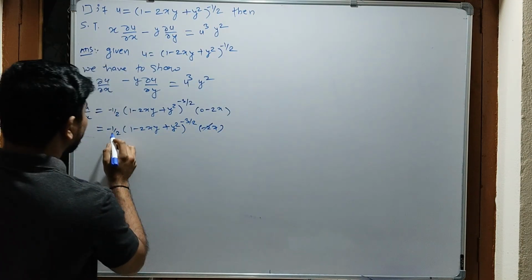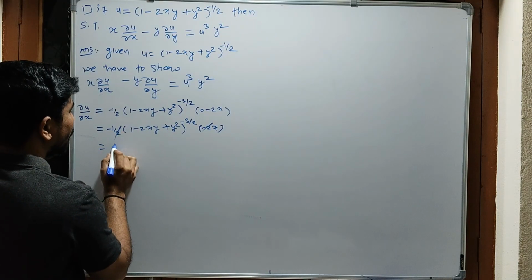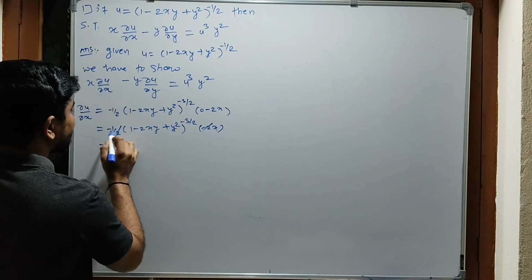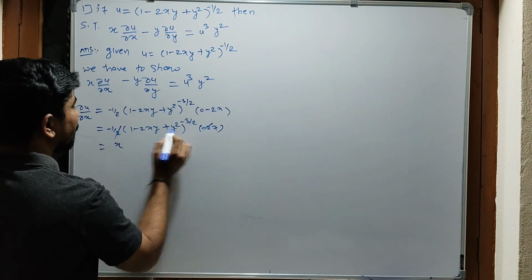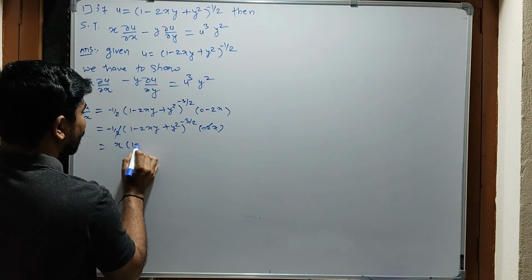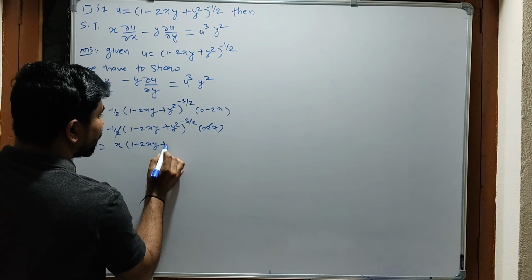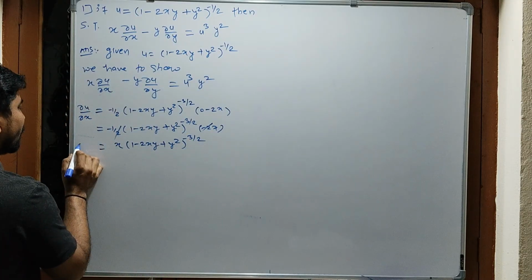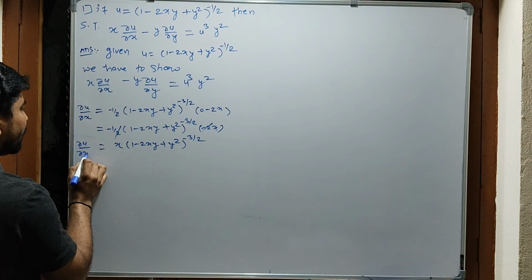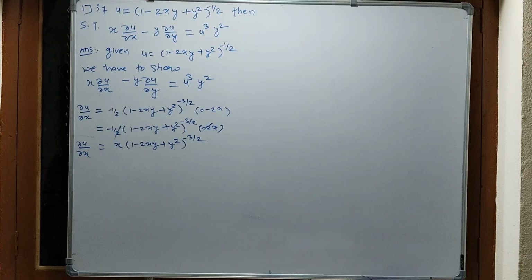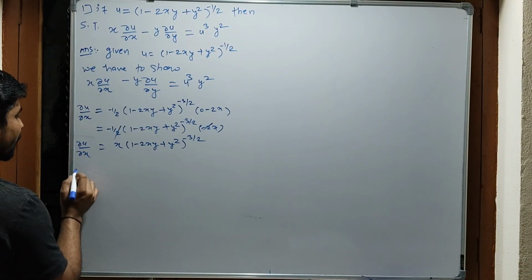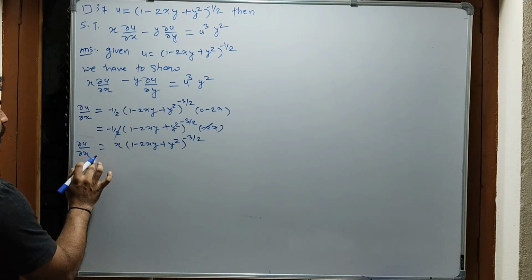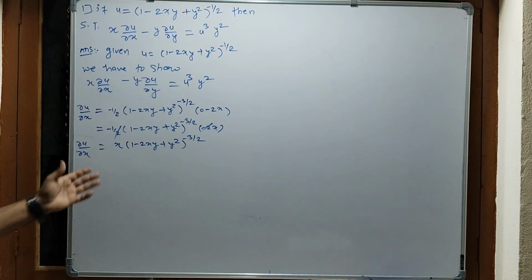This minus 2 gets cancelled with this, and this minus cancels with this minus, and this 2 cancels. So x times (1 minus 2xy plus y square) to the power minus 3 by 2. This is my dou u by dou x. Now I want to find dou u by dou y. So here keep x as a constant, while finding dou u by dou x, I took y as a constant.